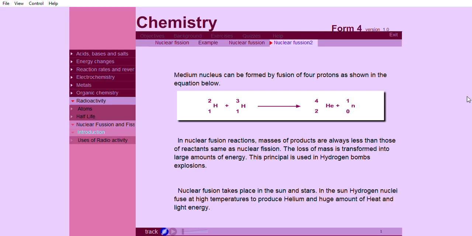Nuclear fusion takes place in the Sun and stars. In the Sun, hydrogen nuclei fuse at high temperatures to produce helium and a huge amount of heat and light energy.